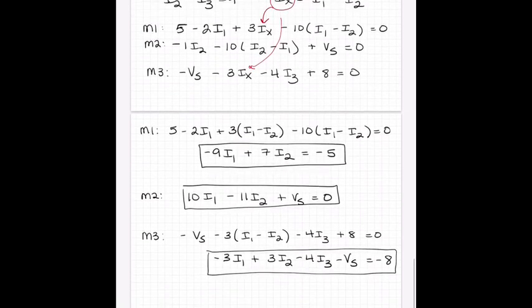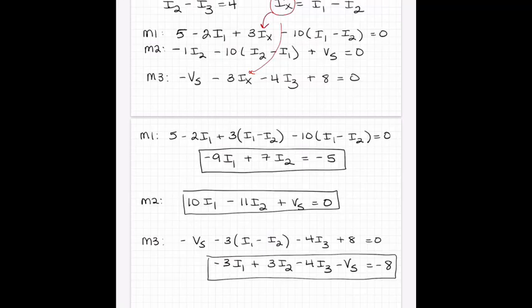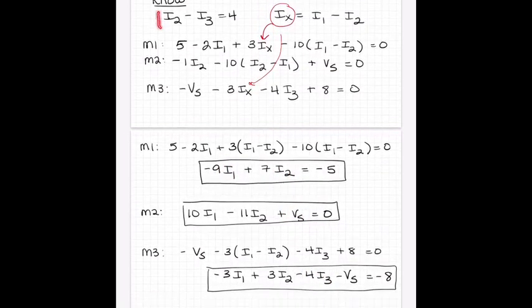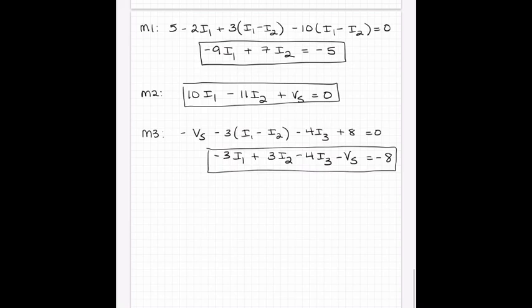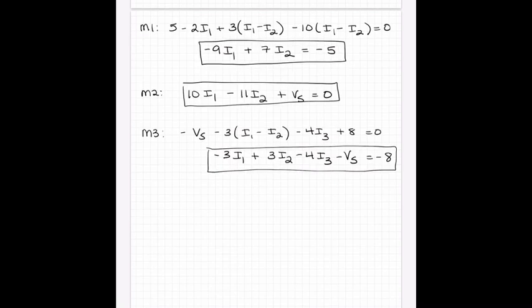So now if we look at these for a second, just from the mesh equations, I have 3 equations and I have 1, 2, 3, 4 unknowns. So I need one more equation, and we have it. We're going to go back to our knowns and grab that I2 minus I3 is equal to 4. That's why I like starting with the knowns. Then I don't panic later that I don't have enough equations. So we're going to have I2 minus I3 is equal to 4.